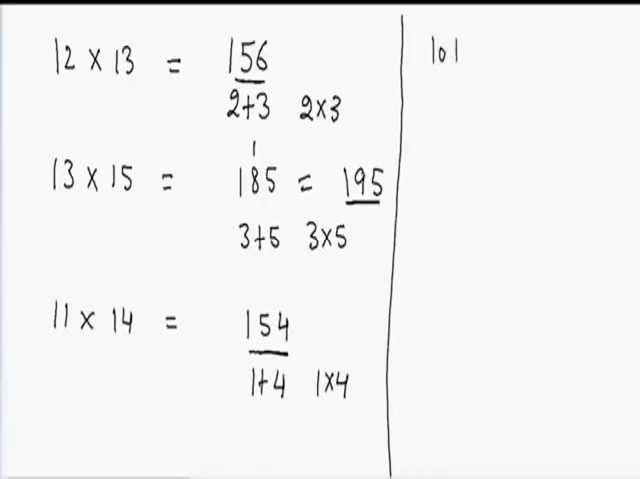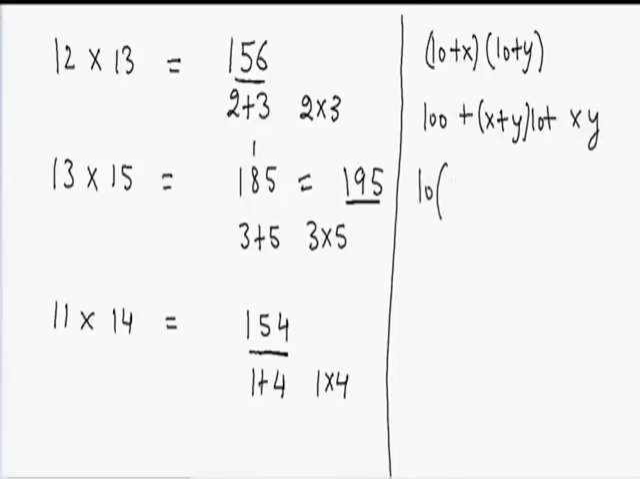So how does this trick work? Let's take a look. If we have 10 plus x and then 10 plus y, we are taking 10 as a base, and these numbers are close to 10. If we solve this, it will be equal to 100 plus 10x plus 10y, and then we have xy. So it will be 10 times x plus y, plus xy.